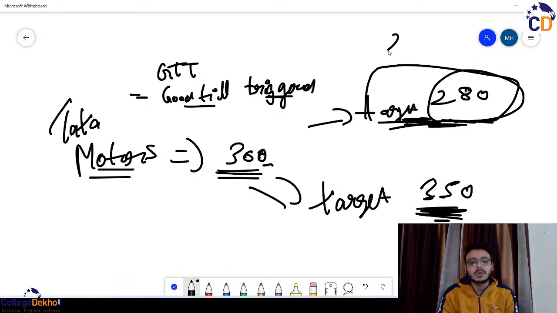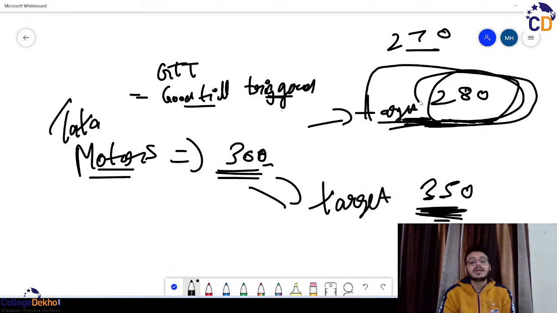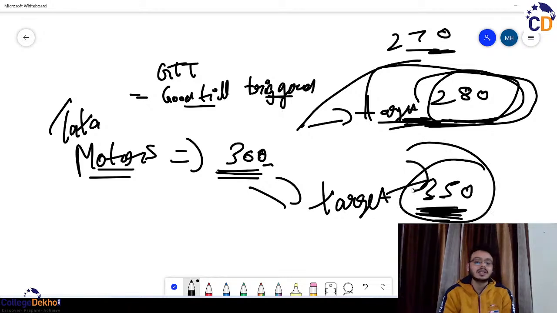मान लो कि अगर 270 पे आ गया, but still it would be purchased at 280 only. ठीक है, so यहाँ पे 10 rupees पे you can say investor might have bought it. Similarly, the stock price might go up to 400 or 450, but still it would be sold at 350 because it has been set at 350. Before selling at 350, he can change the target, but after selling, he cannot. Okay, so that is your good till triggered.